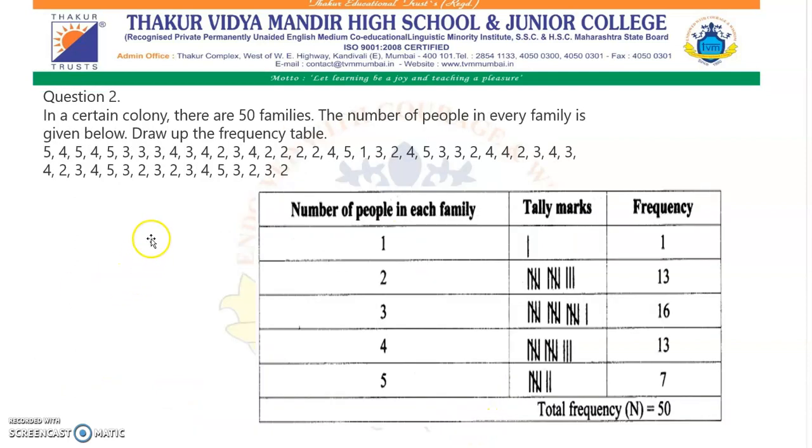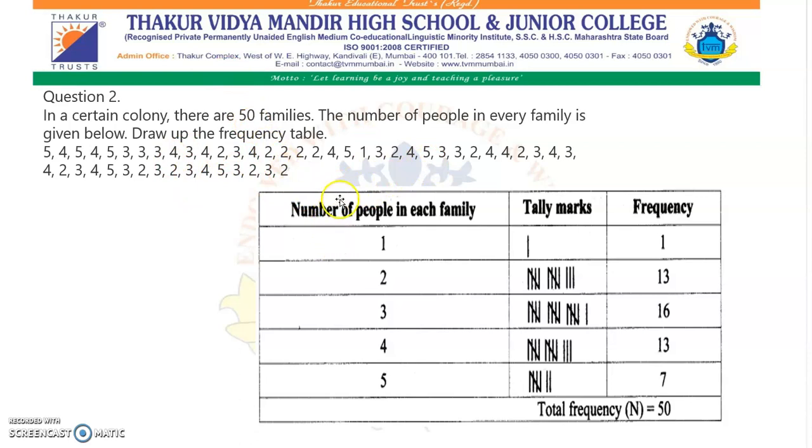Now in the next slide, next question, same way. In a certain colony, there are 50 families. The number of people in every family is given below. Draw up the frequency table. See, the data is given 5, 4, 3, 2 and 1. All these numbers are given here. These are the number of children in 50 families.